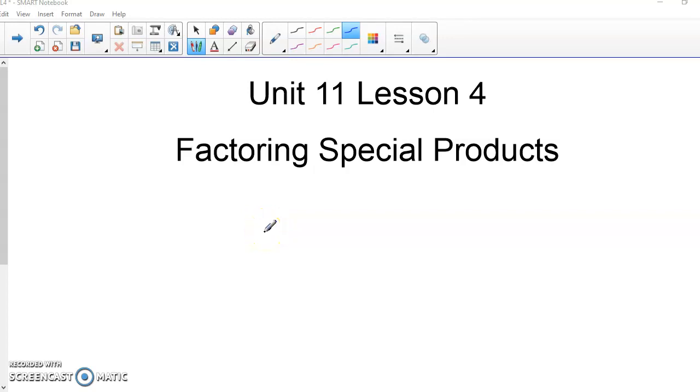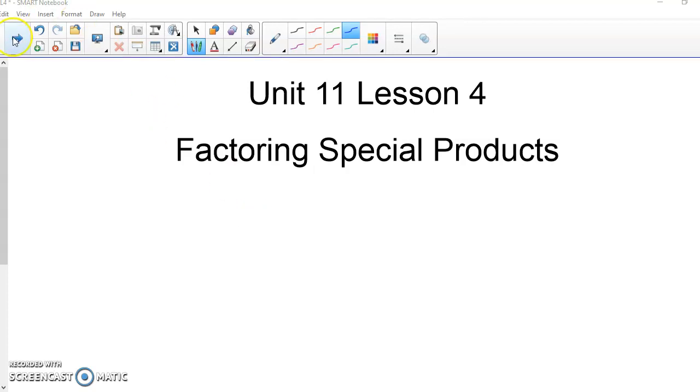Hey guys, we are going to do the next lesson of Unit 11. This is actually going to be our last lesson on factoring. And this one is called Factoring Special Products. So every one of these problems that we're going to do today is unique, and they have their own names of how you actually factor them and what they look like when you get your final answer.